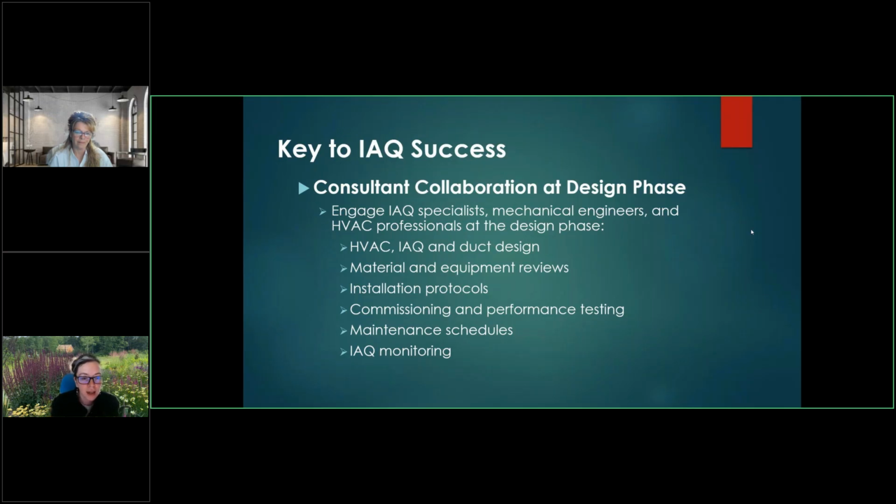So HVAC, IAQ, duct design, this is important. It is part of the tripod of having everything done at the same time: the client, the builder, and the design professionals. And the design professionals do include all of your HVAC consultants. Material and equipment reviews, because you want to install something that can also be maintained and that you can get support on. Installation protocols, so that you know they're installing it correctly. Commissioning and performance testing, this one's critical for me.